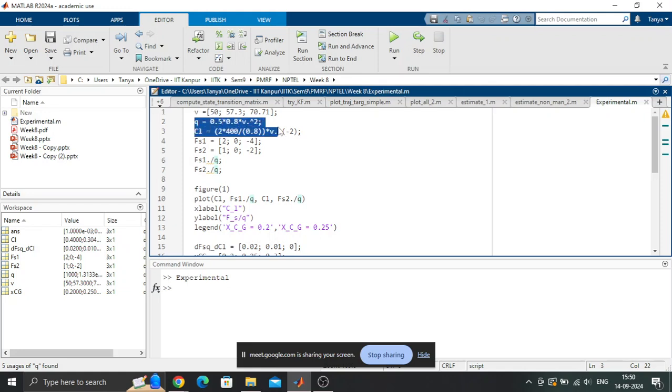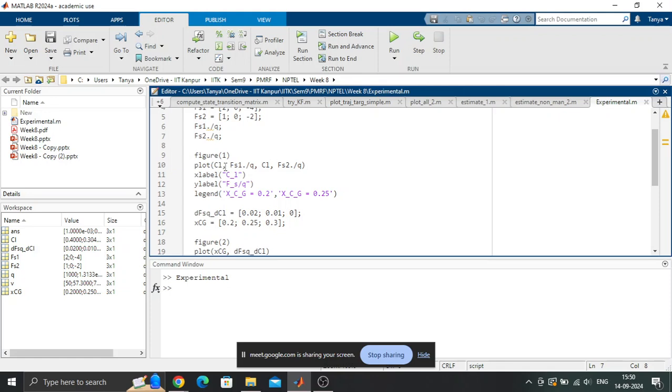So I found out the Q using half rho v square. CL is the wing loading divided by the half rho v square, or divided by q. We could have done that directly. The fs1, fs2, which is given in the question, I've taken it directly, and this is just the 2 columns. It's just used to fill up the 2 columns. Now what I will do, first figure will be between CL and the 2 fs by q's. Alright, so let's just run this and see how it looks.